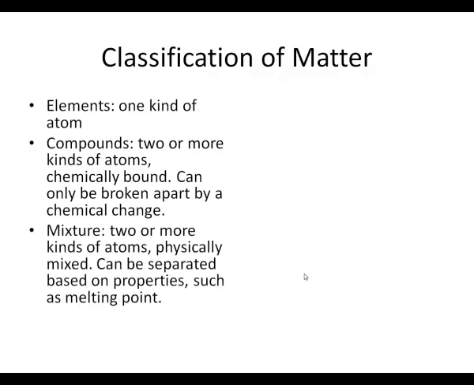Last, we have mixtures. A mixture is going to be something that's physically mixed together. So it could be two or more kinds of atoms, but they're only physically mixed together. And you can separate these based on physical properties, like boiling point or melting point.